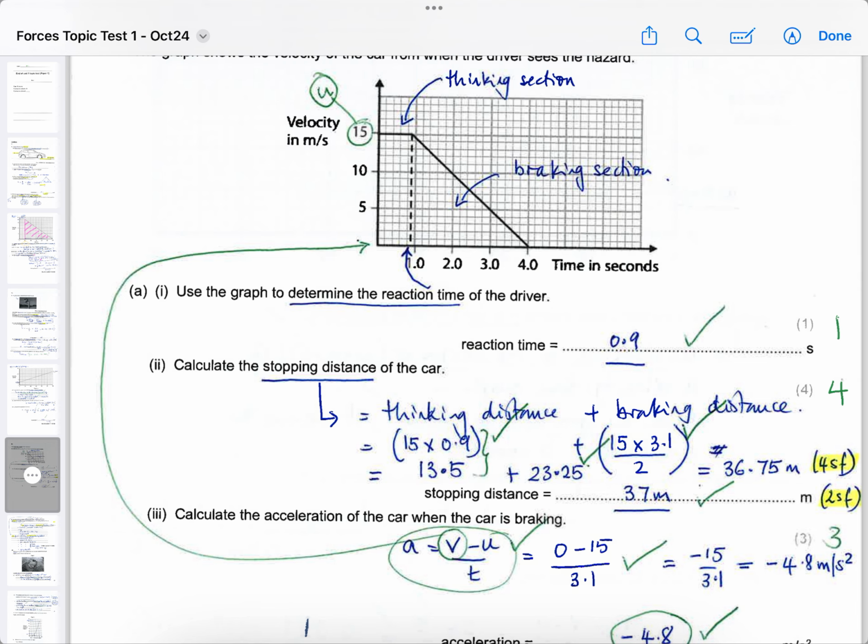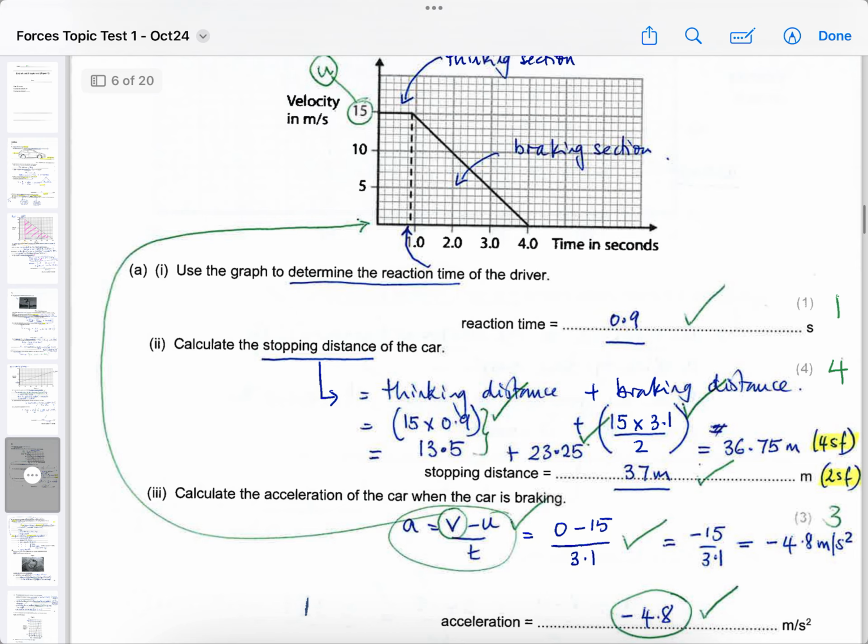Oh, it's 1 mark probably for knowing that the total stopping distance is both areas, thinking distance and braking distance, the area under the graph. Okay, so knowing what you're doing is 1 mark, and then doing it properly is the rest of the marks, and you'll get 4 marks.